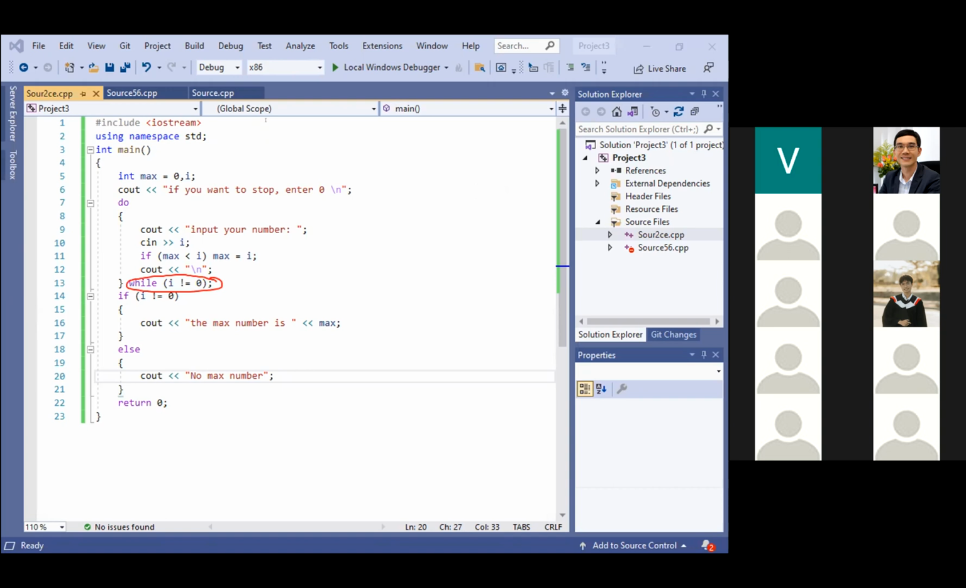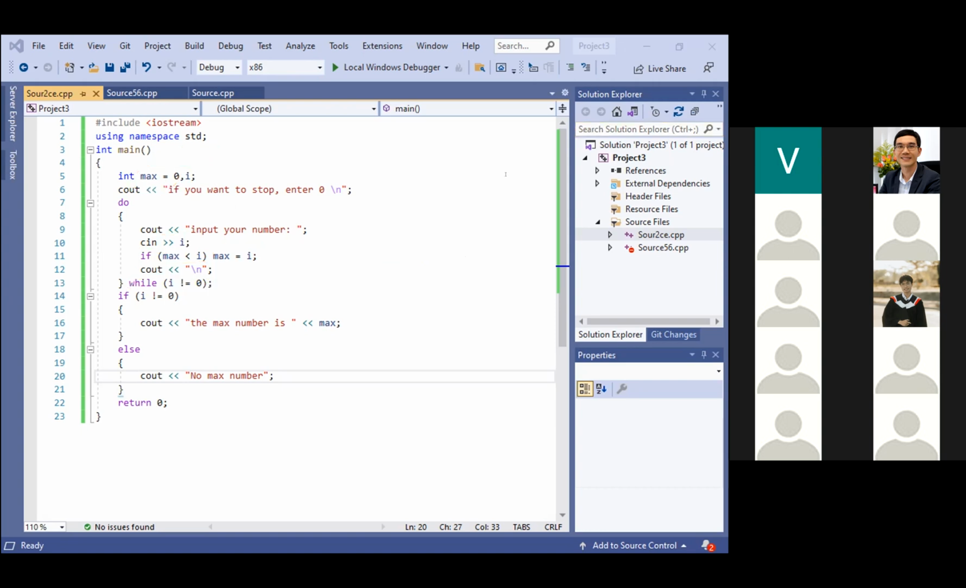So look, because your max is set up with 0, if the I here input is a negative number, max is still bigger than that negative, so you don't update the max. Okay, so let's see, Đức Hân, can you see it? Can you understand it?